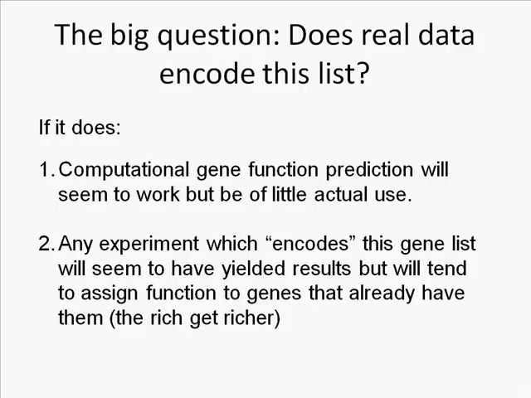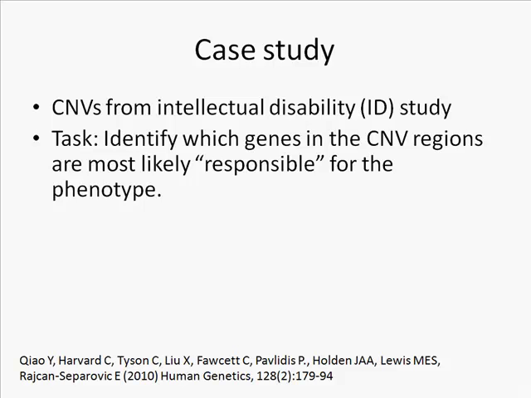So any experiment that encodes this list will seem to have interesting results, but it's just going to tend to assign functions to genes that already have them, so this sort of rich get richer effect. Then when you try to make new predictions, you have no real evidence that you've actually learned anything if this is the underlying problem. I wouldn't be telling you all this if it didn't have an effect, so I'm going to walk through a short case study, a real case where this plays a role.